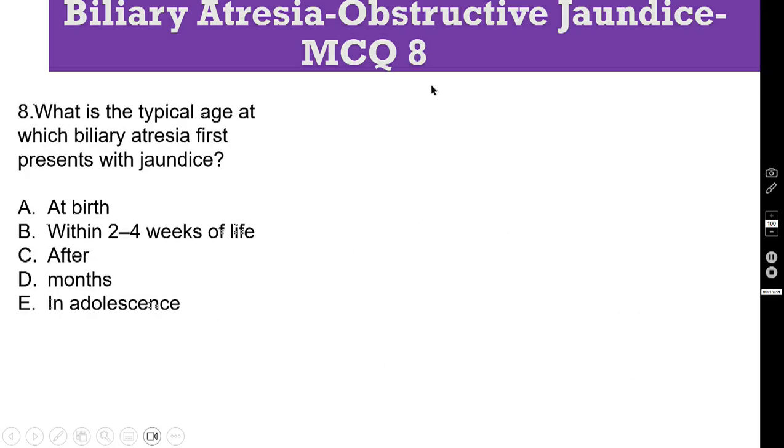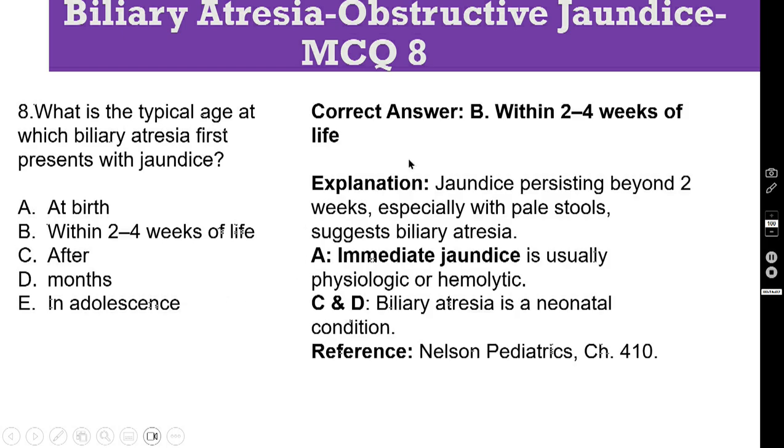Coming to MCQ 8. What is the typical age at which biliary atresia first presents with jaundice? A. At birth. B. Within 2 to 4 weeks of life. C. After 2 to 4 weeks. D. After months of birth. E. In adolescence. So the correct answer is B. Within 2 to 4 weeks of life. Explanation.